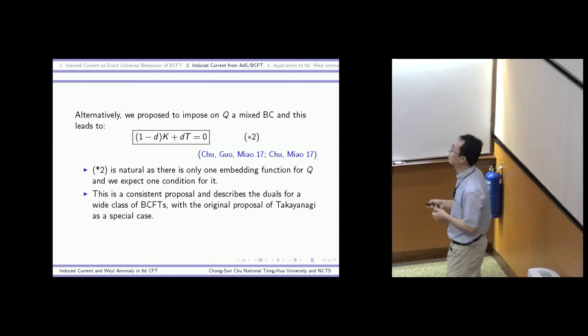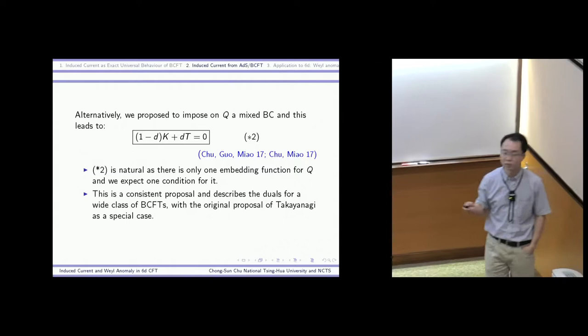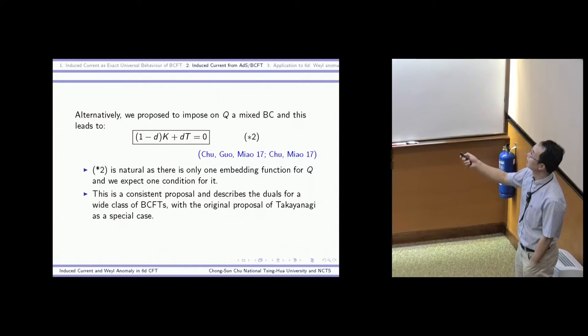So all the equations reduce to one equation. So in that case, it's consistent. But in general, it's not consistent. So we come to this problem, and then we propose a different set of boundary conditions, something like a mixed boundary condition, and then this is our equation.